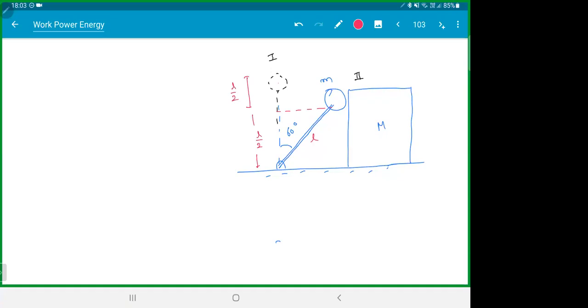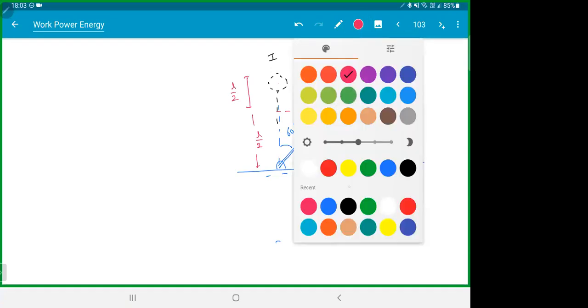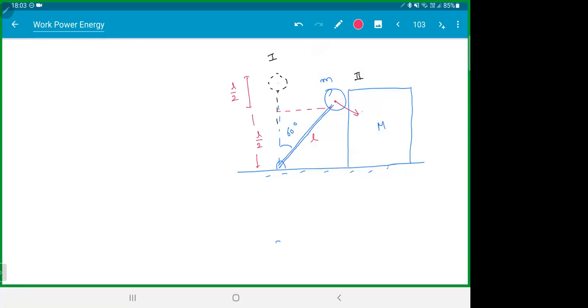Now at this instant, when it is falling, try to understand the velocities. This guy is going like this, V1, and this guy is going with V2. Agreed? The ball will go in a circle, tangentially, whereas the wedge block will go in a horizontal direction. So loss in PE is equal to gain in kinetic energy. Loss in potential energy will be mg L by 2. The gain in kinetic energy will be half m V1 square plus half capital M V2 square. This is your equation 1.